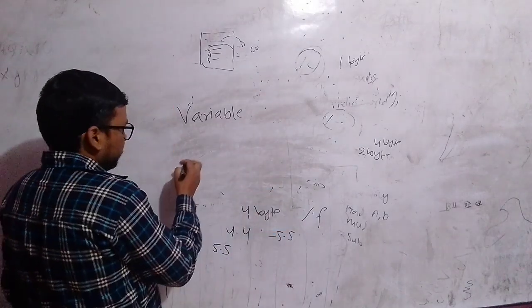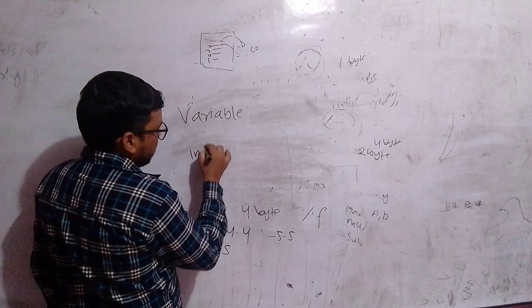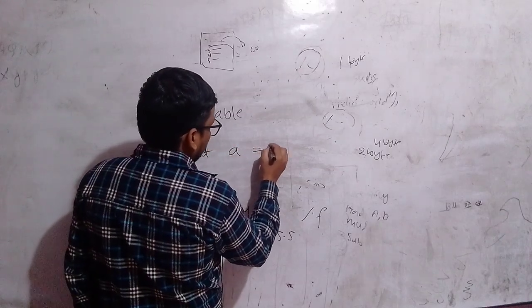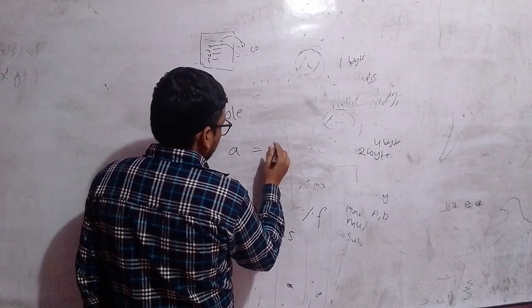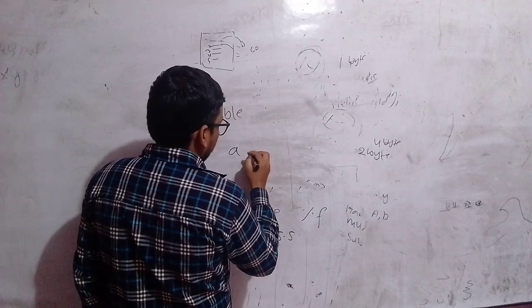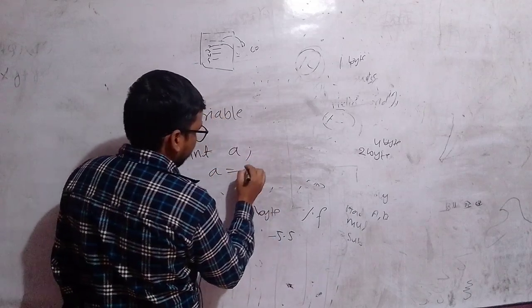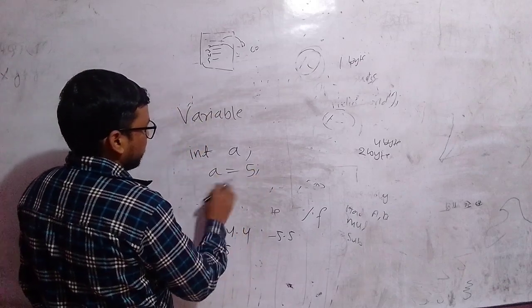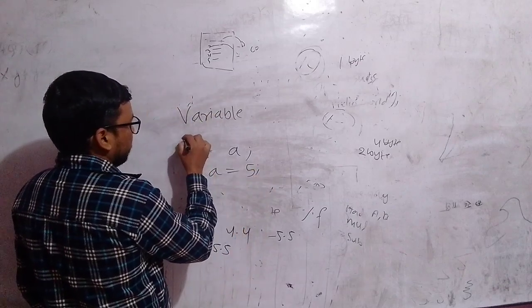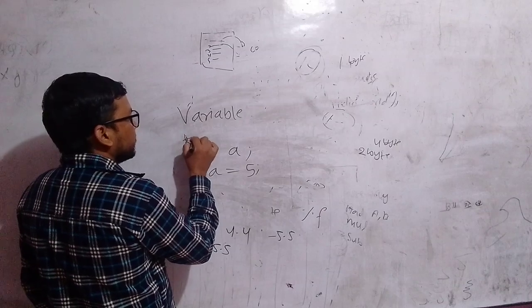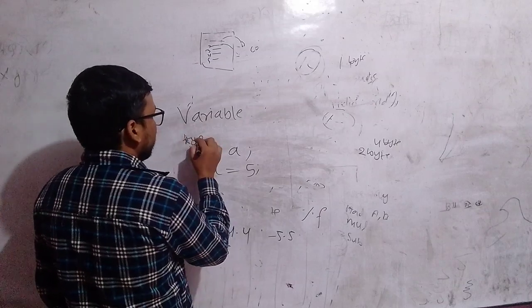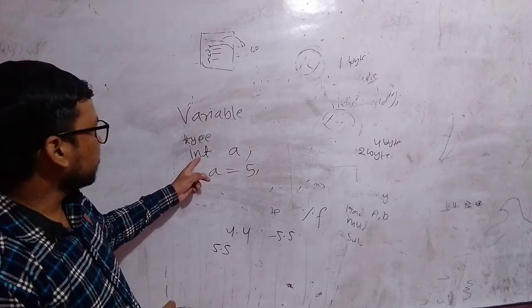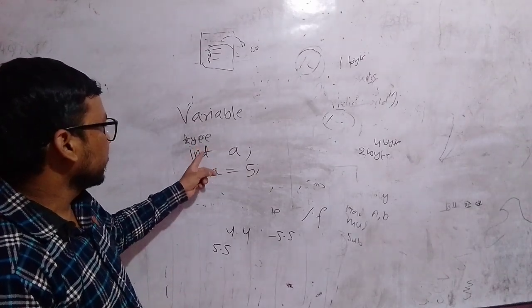Syntax: int a equal to 5. We can write in this way. That means int is the data type. Data type can also be written as type in short form.